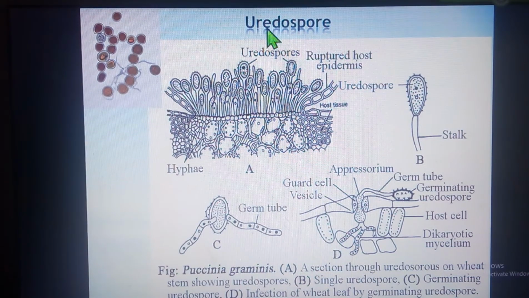Now, this urediospore, because the life cycle is a cyclic process, remember, macrocyclic. So here, let us start from the urediospore. The urediospores are actually formed from the aeciospore. We will study this in detail later, but just remember that the urediospores are formed from the aeciospore. Now, the urediospores are born on uredosori.